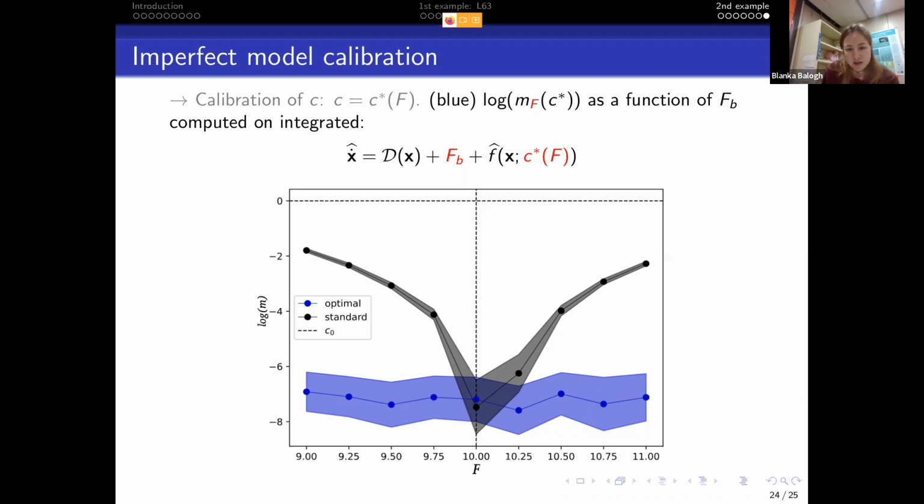And as you can see, if we use the optimal value of c instead of the standard value c0, the error remains quite low, and it compares to the lowest value of error in the previous case, which was reached at F equals 10. So we can say that we have succeeded in compensating the bias that has been introduced by poor choice of F by optimizing the value of c only.